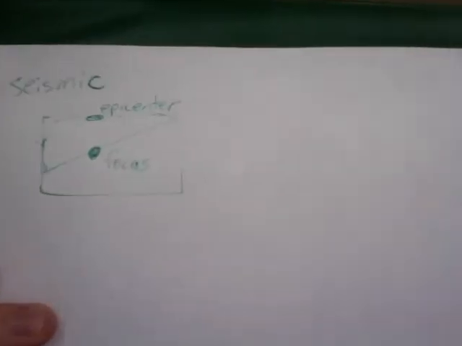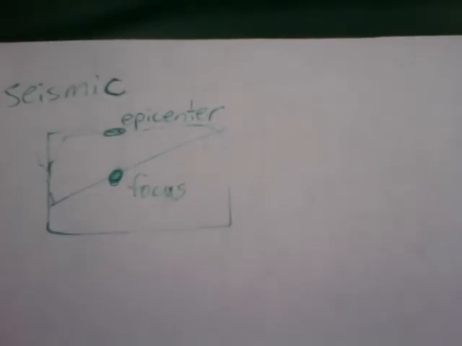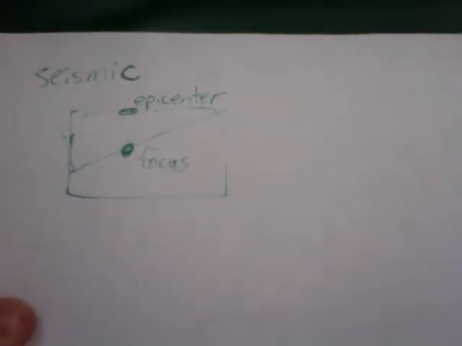The epicenter of the earthquake is exactly right above the focus. So it is on the surface, the epicenter of wherever the focus is. And from the epicenter, we detect different waves that are coming out.